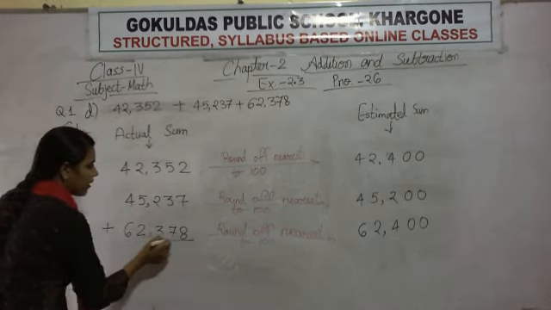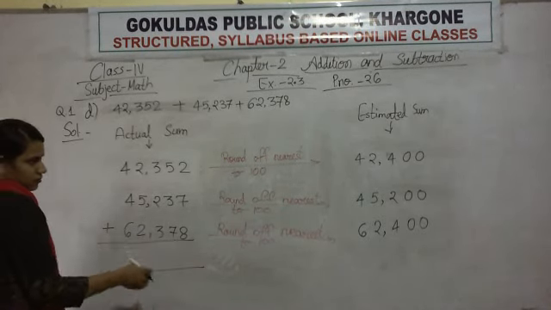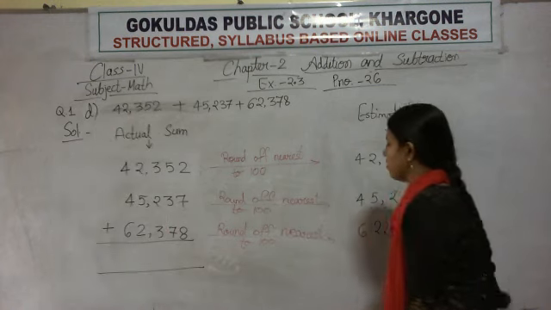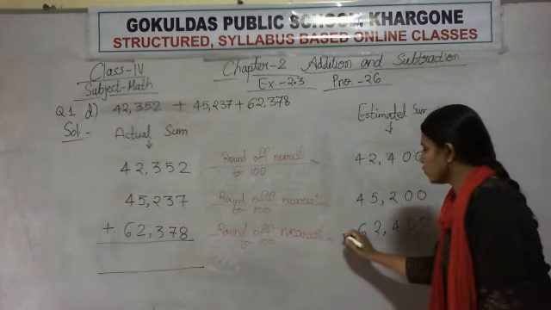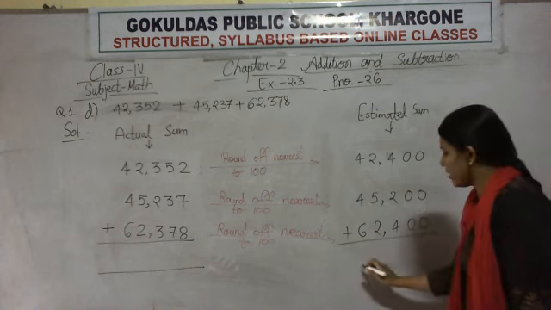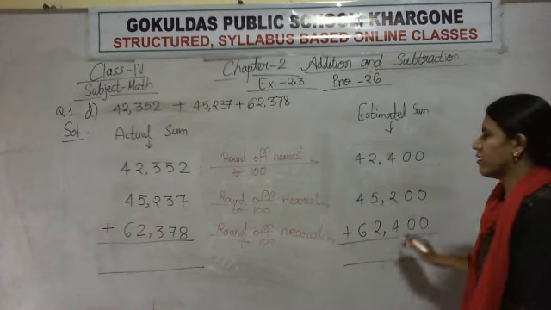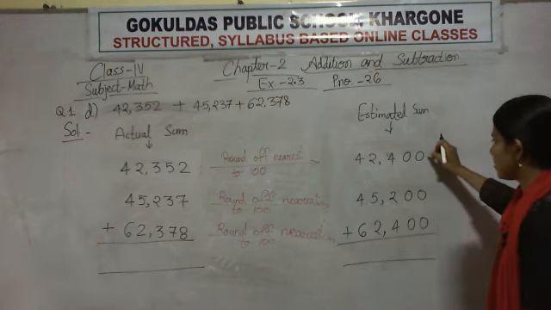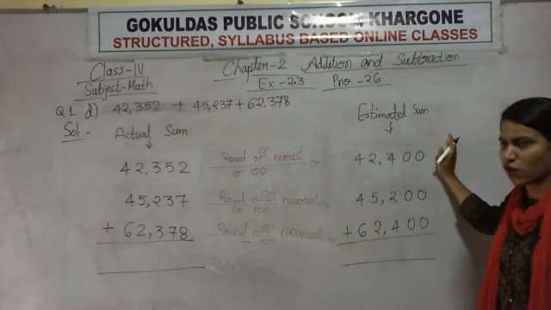Now you want to find the actual sum. So put a plus symbol here and add this. And when you want to find the estimated sum, what will you do? You will add all the estimated answers. So let us add these numbers. Always start adding from the ones column.